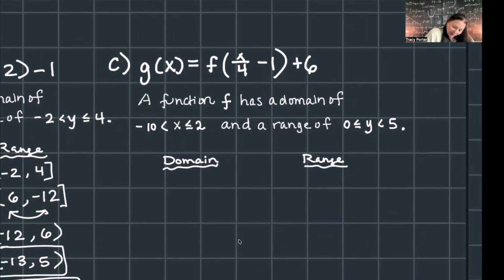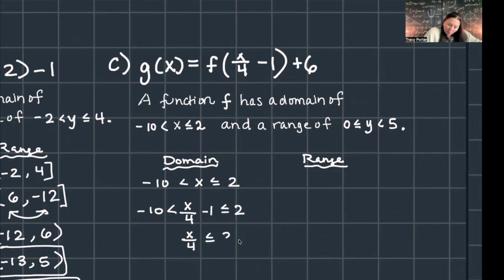So the domain is starting out to be this. Okay, so we're going to substitute in that x over 4 minus 1. So we'll multiply everything by 4. Well, or we could just go ahead and add the 1. Let's do that first. So 2 plus 1 and -10 plus 1. And then multiply everything by 4. Okay, so this is our new domain.